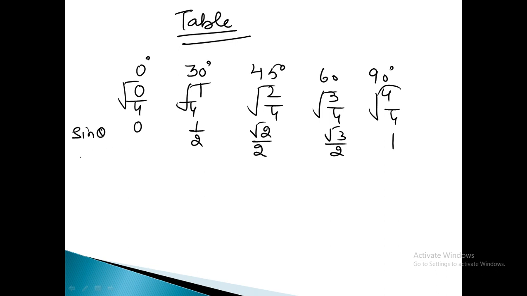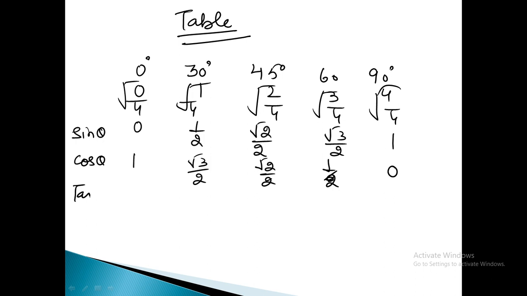Now you can give its name. This is sin theta. And cos theta will be calculated by reverse. You have to write in reverse form. 1, root 3 by 2, root 2 by 2, 1 by 2, and 0.